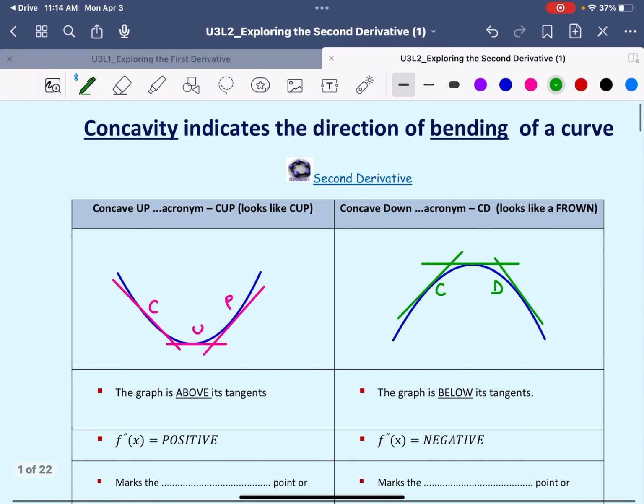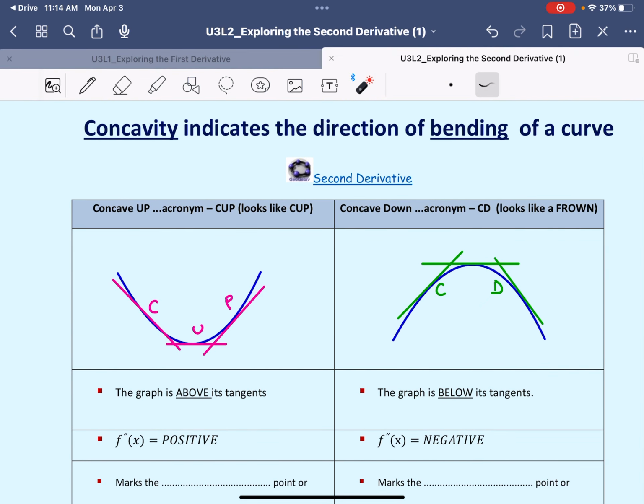Now, as you can see in here, in a concave up shape, the graph of the function will be above its tangents. And in a concave down shape, the graph will be below the tangents drawn to it. So, how does the second derivative help us determine concavity of a function? For this, we will have to explore the pattern in the values of the first derivative.